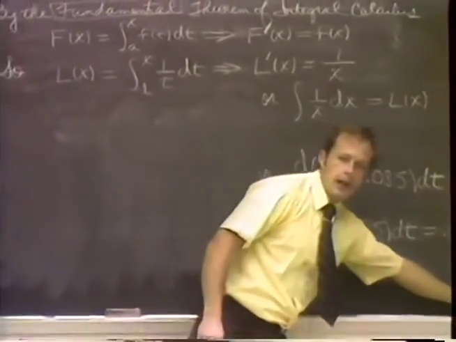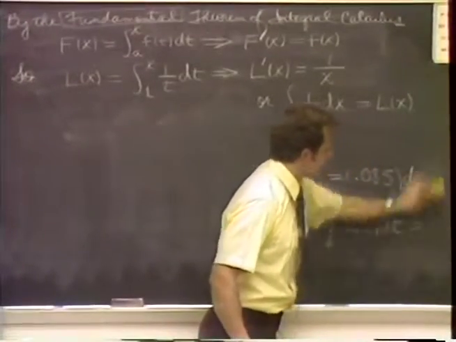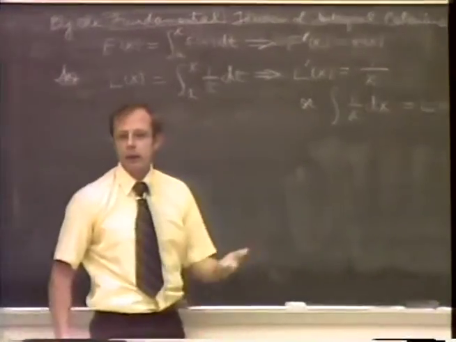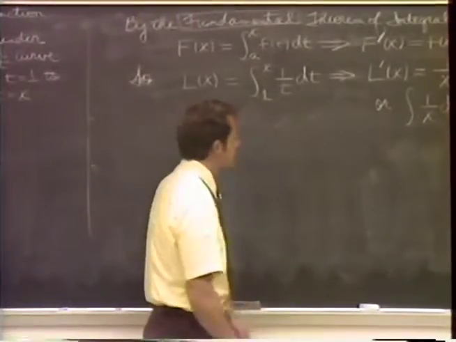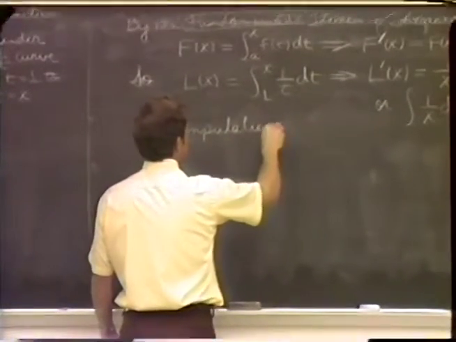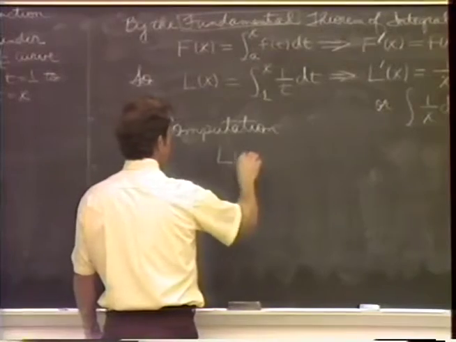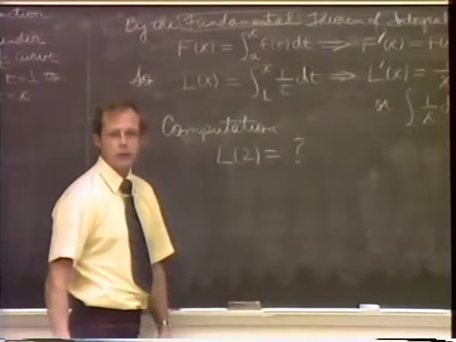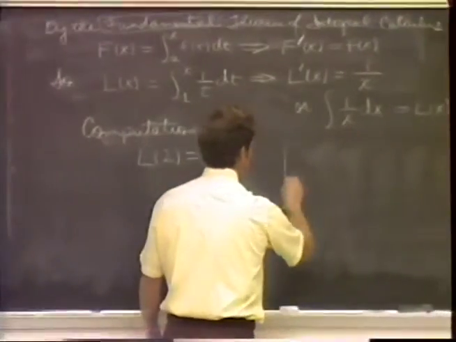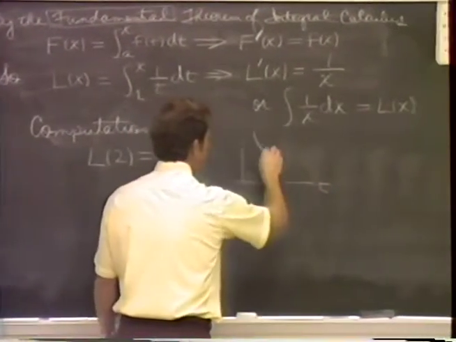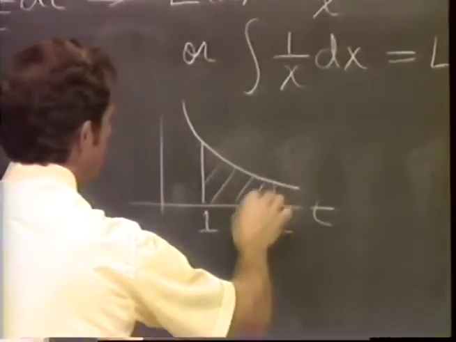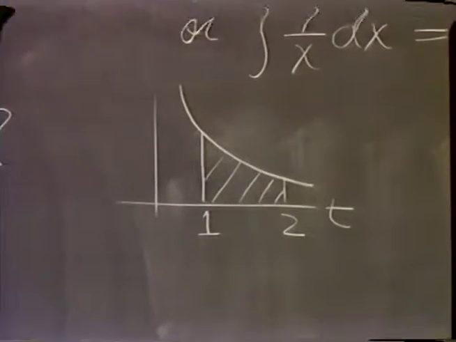Well, it's one thing to define a function, it's another to figure out what the thing looks like. Let me give you an instance of that. What if you wanted, for example, L of 2? Okay. Well, what you have to do is somehow figure out what the area is under the curve from 1 to 2. And if you figure out that area, then you've got your answer.